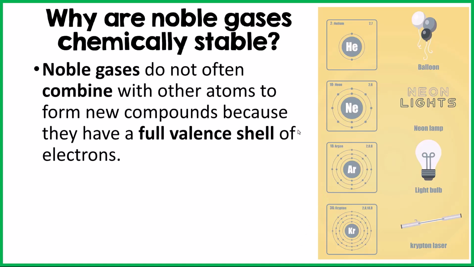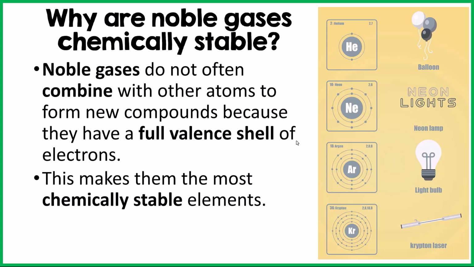Noble gases do not often combine with other atoms to form new compounds because they have a full valence shell of electrons. This makes them the most chemically stable elements. So as we mentioned when we were talking about periodic trends, they don't want to give up electrons and they don't want to gain electrons because they already have full energy levels.